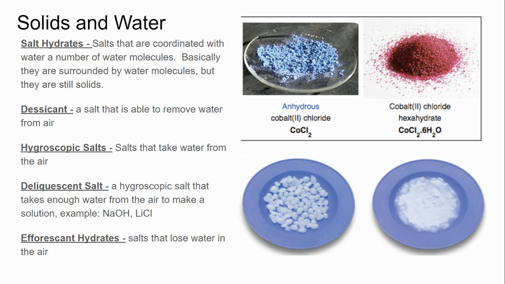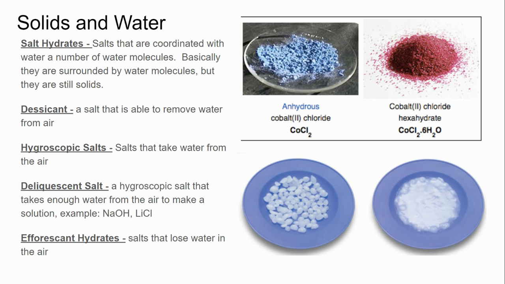Okay, so anhydrous salts and hydrated salts. You'll see it like CoCl2 with a little dot and then 6H2O, meaning that each CoCl2 molecule is surrounded by 6 water molecules. Each cobalt chloride molecule is surrounded by 6 water molecules. That's a hydrate. That's a salt hydrate.